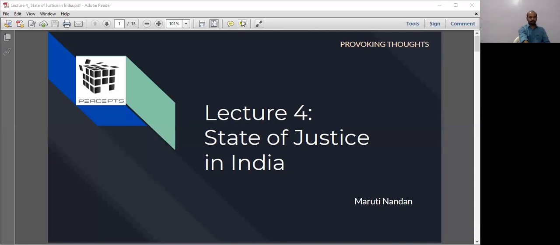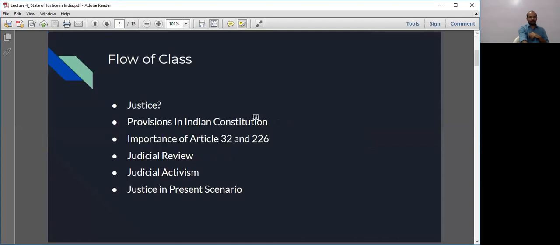Okay, so we have the session named State of Justice in India. As we have already discussed, today in this lecture we'll be talking about what justice exactly is and what the provisions in the Indian Constitution related to it are. We'll be talking in short about Article 32 and Article 226, then judicial review and judicial activism, very briefly. Then we move to justice in the present scenario, which will be a discussion.